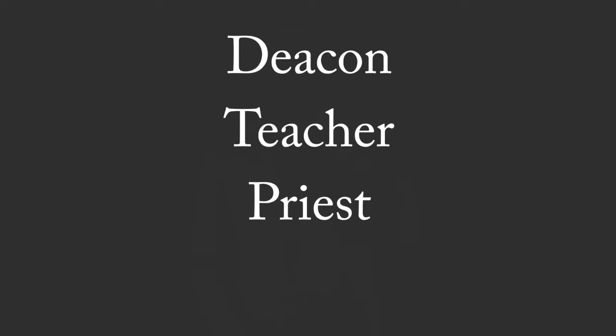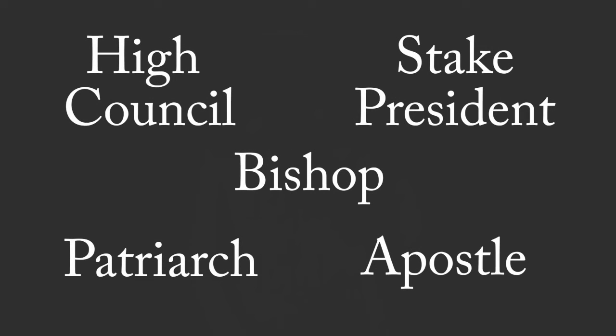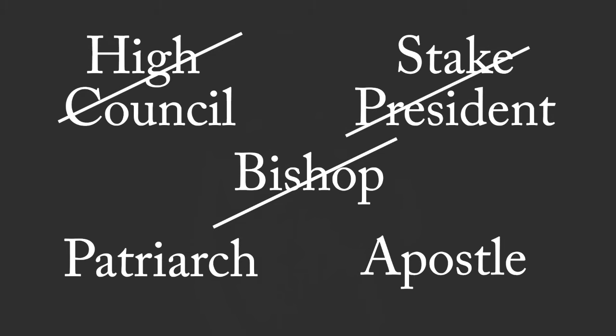When the original church was restored, there were only 4 priesthood offices. As I've mentioned in a previous video, they were deacon, teacher, priest, and elder. Those were the 4 offices of the priesthood. You notice what's missing there? There are no bishops. There's no high councilmen. There's no stake presidents. There's no patriarchs and apostles.